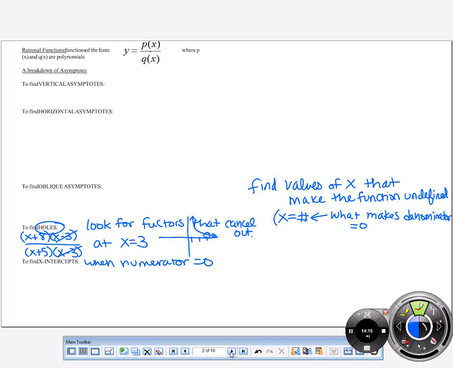Tomorrow we're going to look at a big chart of values, but I'm going to fill the chart in for you because it's kind of a waste of time for you guys to fill in all the values. And you're going to look for patterns, and those patterns are going to help us make some decisions about horizontal and oblique asymptotes. Okay? They're a little more complicated and a little harder to deal with.